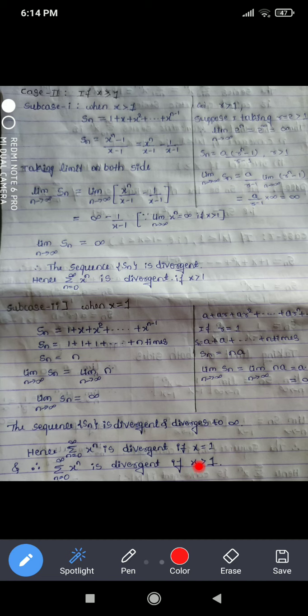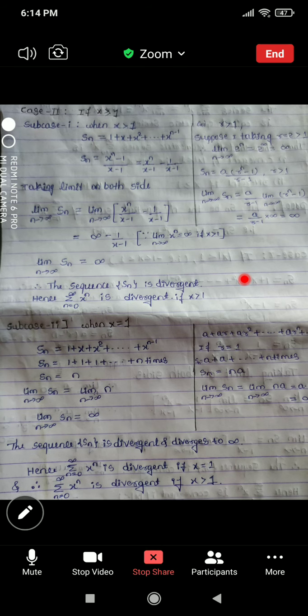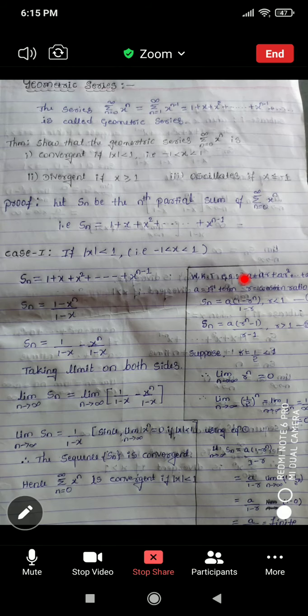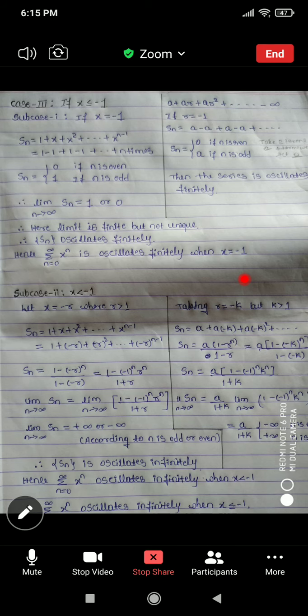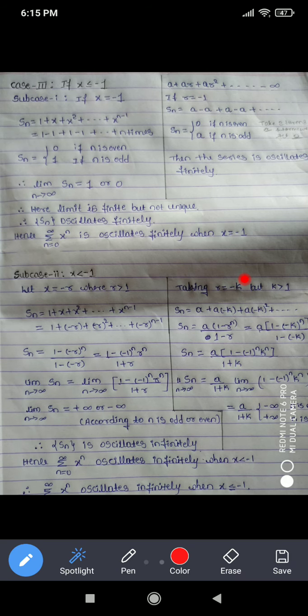One more case is there, that is the last case. Case 3: if x is less than or equal to minus 1. Here also two conditions: x equal to minus 1 and x less than minus 1. First I will take x equal to minus 1.